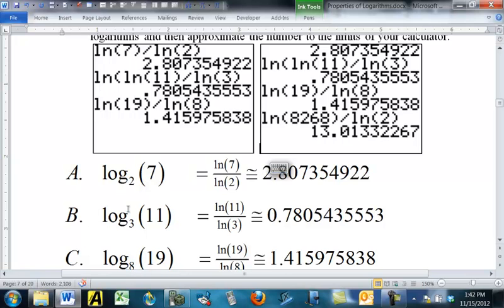Let's try that. Yeah, 11 is somewhere between 9 and 27, so the answer should be between 2 and 3. Should be 2 point something. Let's see if I can fix that screen.